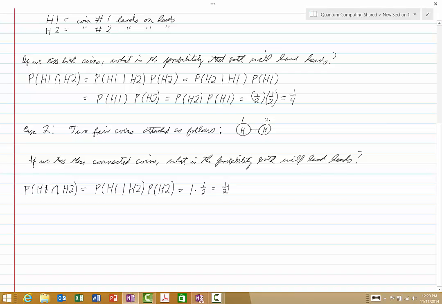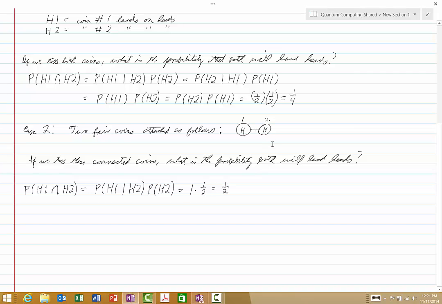Well, we would say P of H1 and H2. We'd still use this same formula, but then P of H1 given H2 would be 0 because that's the probability that the first one lands heads given that the second one has landed heads. But if the second one has landed heads, there's absolutely no probability the first one will also land heads because they're connected so that when the heads of one shows up, the tail of the other one shows up. So this would be 0 here. This would still be 1/2, and 0 times 1/2 would give us 0. So that would be how we would handle that case.